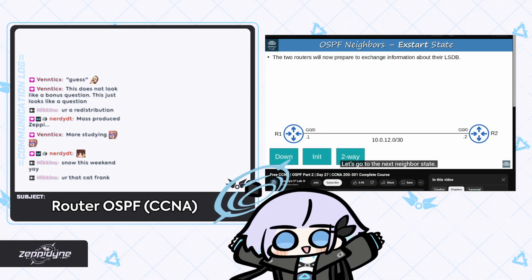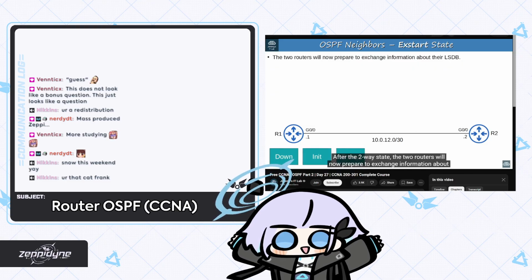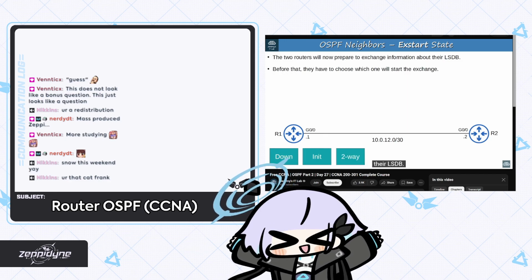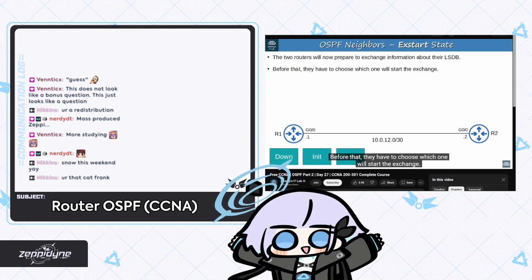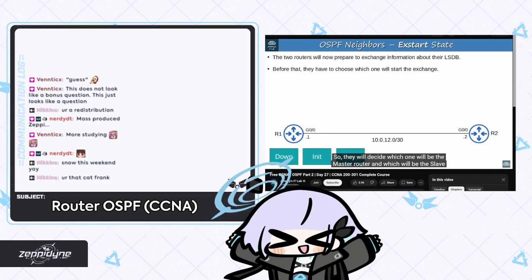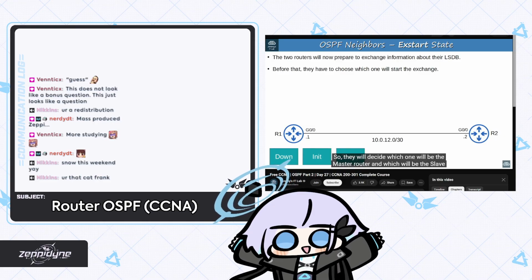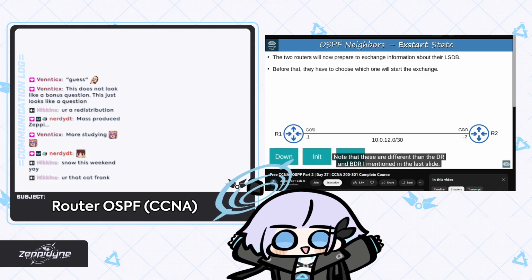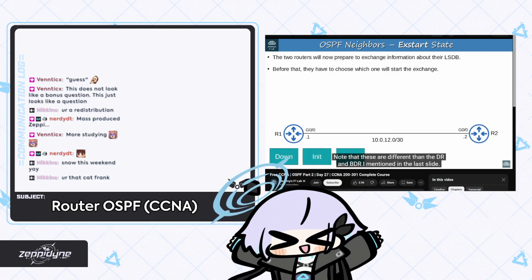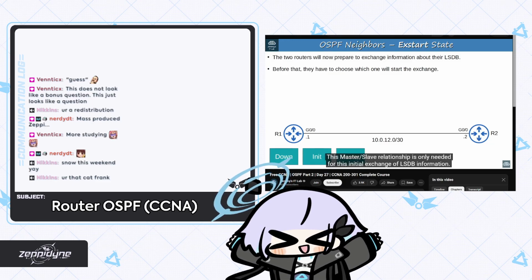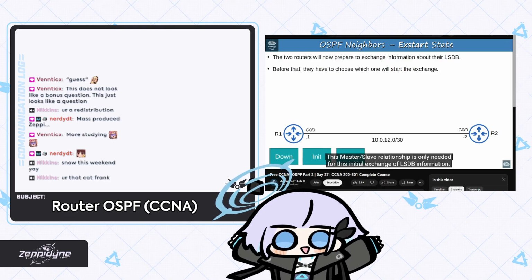After the two-way state, the two routers will now prepare to exchange information about their LSDB. Before that, they have to choose which one will start the exchange. So they will decide which one will be the master router and which will be the slave router. Note that these are different than the DR and BDR I mentioned in the last slide. This master-slave relationship is only needed for this initial exchange of LSDB information.